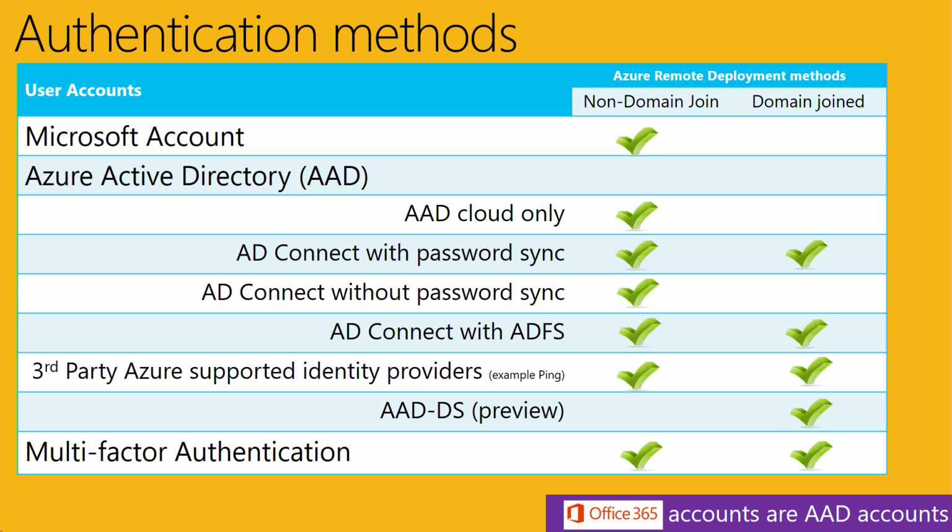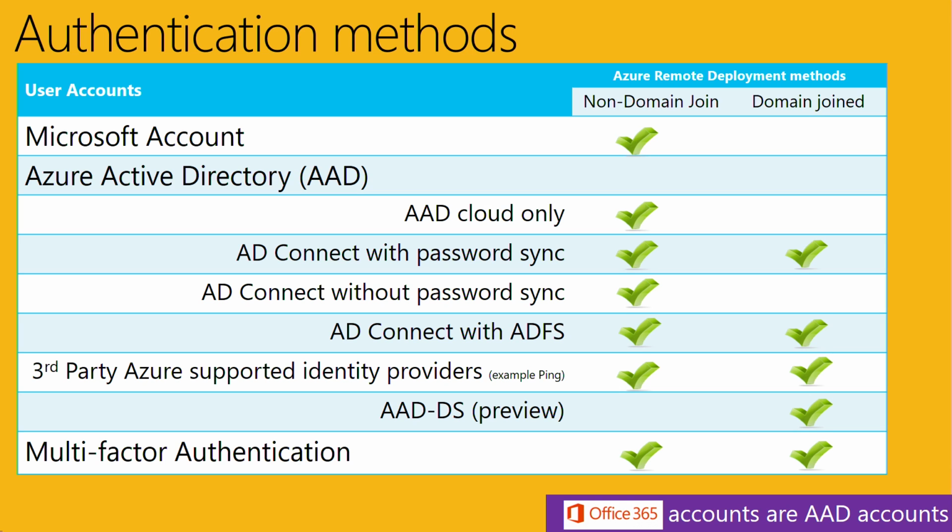So here we are, non-domain join and domain join. If you're on a non-domain join or a cloud deployment, we basically support everything on there. AAD Cloud, AD Connected, all those particular things. O365 accounts, how many of you are using O365? Okay, underneath the covers of that, O365 identity sits in Azure Active Directory. Did you guys know that? Yeah, okay, cool. It was one of the things I wanted to make sure we called out.